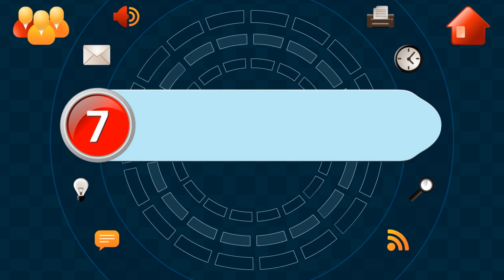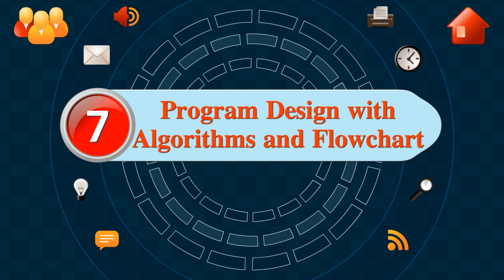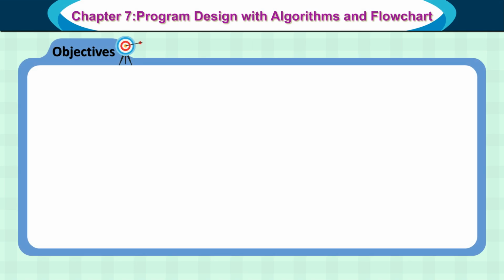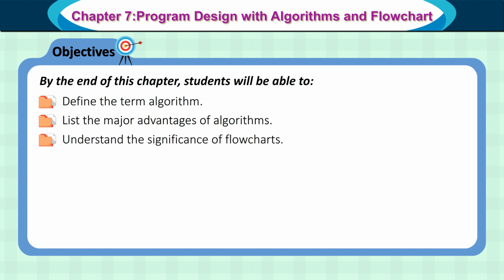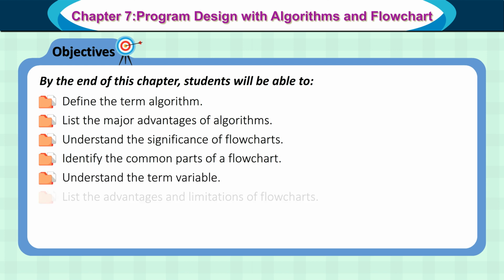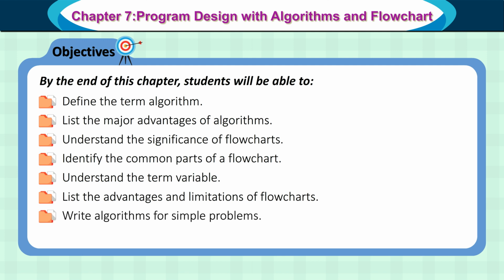Chapter 7, Program Design with Algorithms and Flowchart. Objectives. By the end of this chapter, students will be able to define the term algorithm, list the major advantages of algorithms, understand the significance of flowcharts, identify the common parts of a flowchart, understand the term variable, list the advantages and limitations of flowcharts, write algorithms for simple problems, express algorithms using flowcharts.